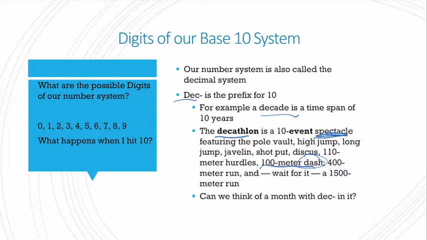So we have a base 10 system, and our number has 10 possible digits. 0, 1, 2, 3, 4, 5, 6, 7, 8, 9. But what happens when I hit 10? Well, when I hit 10, I combined 2 digits.